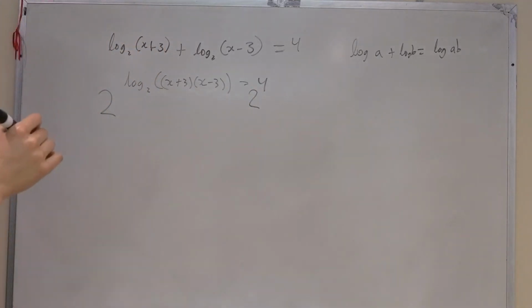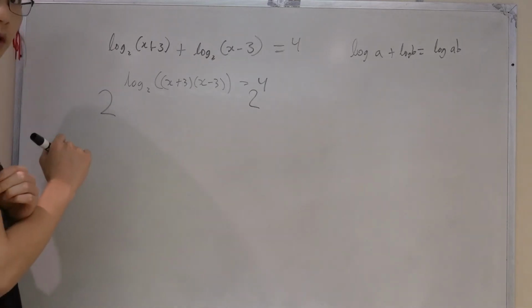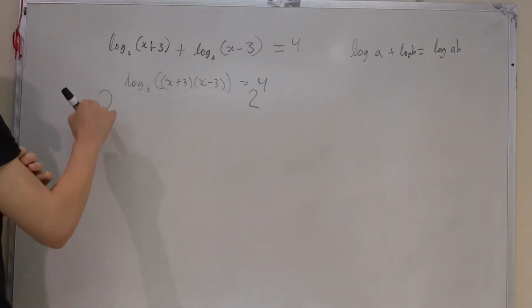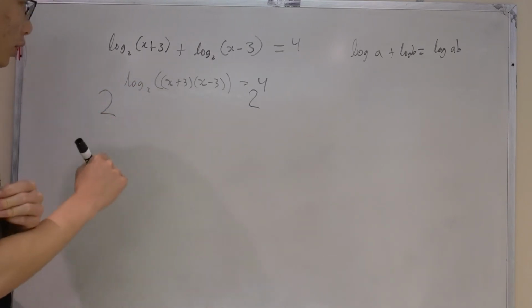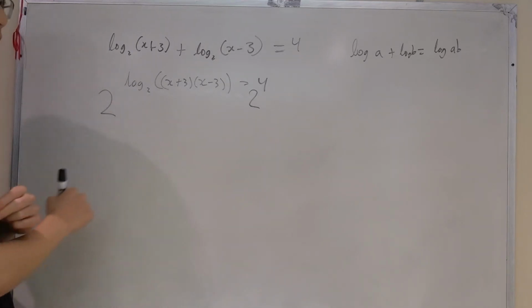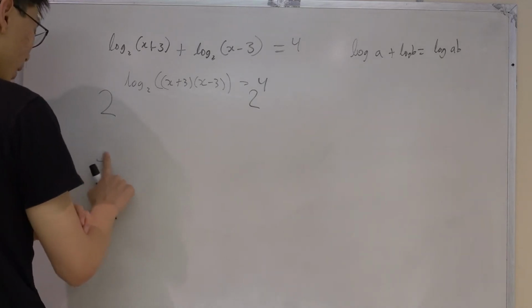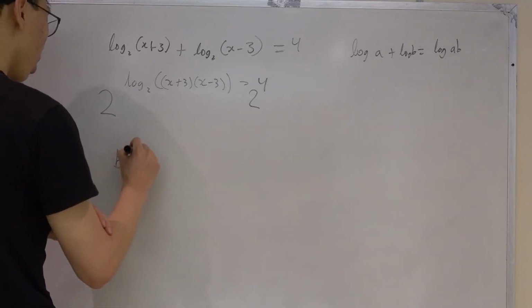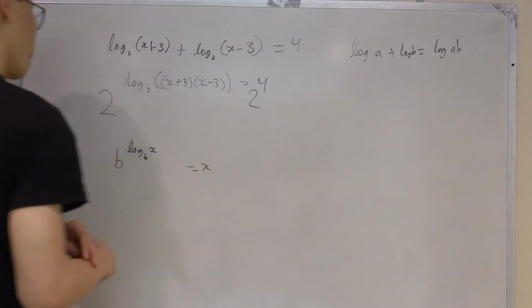And the reason is because log and the exponential are two inverse functions, right? So if I do exponential and then log, it cancels out, and if I do log and then exponential, it cancels out as well. The reason why I have to put a 2 is because the base here is 2. So it is a general fact that b to the log b of some number x is just equal to x.